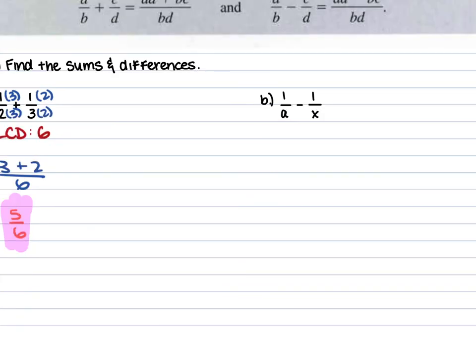For example B, we have 1 over a minus 1 over x. So your least common denominator between these two is just ax. We multiply the first fraction's denominator by x, so we'll do the same to the numerator. Second fraction, we multiply the denominator by a, we'll do the same to the numerator. So it's going to be x minus a all over ax.